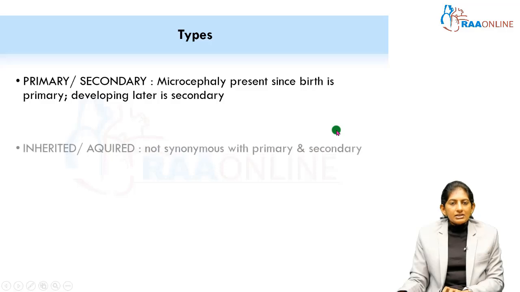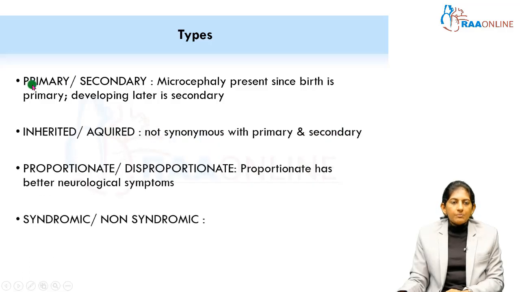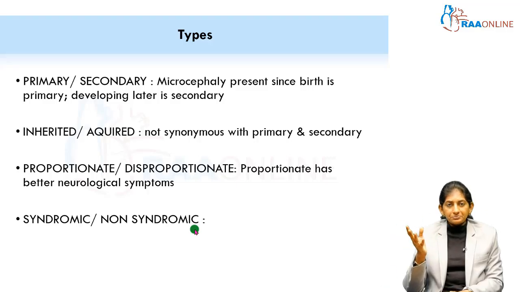So there are various types of microcephaly, as you can see. It is classified as primary, secondary. It can be classified as inherited or acquired. It can be classified as proportionate or disproportionate, or syndromic or non-syndromic. Syndromic and non-syndromic microcephaly is easy, as the name suggests: it is associated with syndromes. I'm going to give you some syndromes down the lane. So those are syndromic microcephaly.